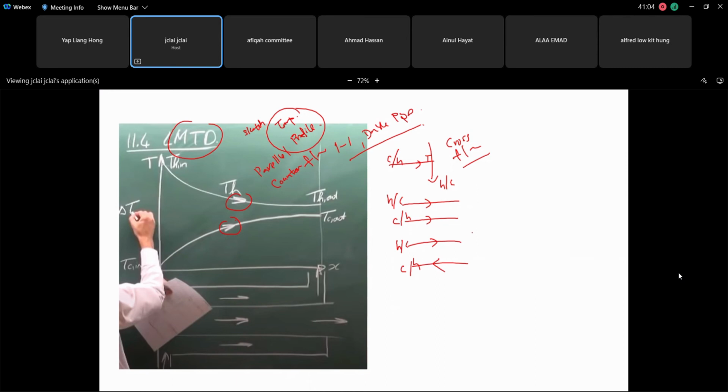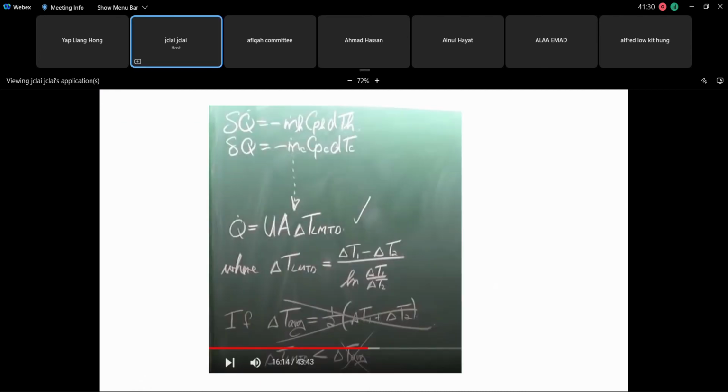Most commonly used is this one, counter flow, because it is better. The professor will explain why counter flow is the most commonly used type of heat exchanger. Parallel flow is very, very unusual. In the video lecture you will know why he mentions it. Okay, what else?